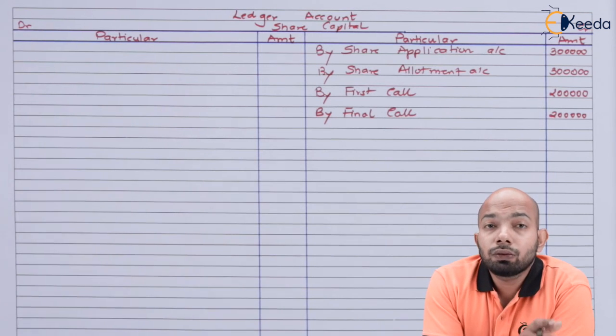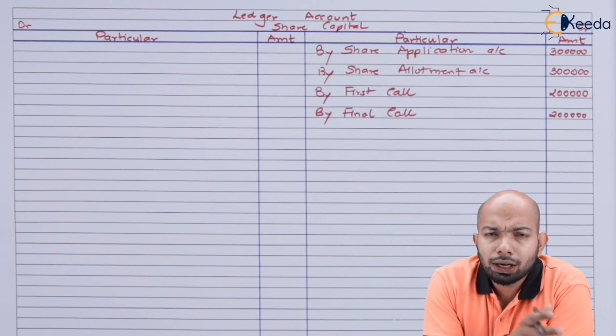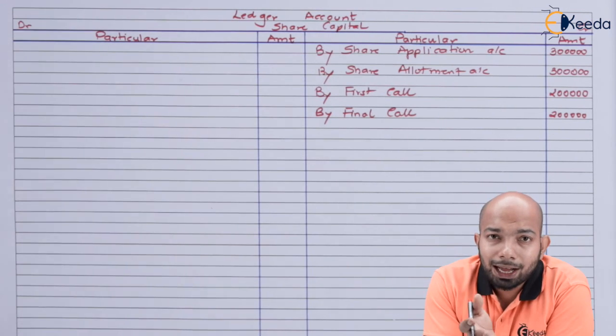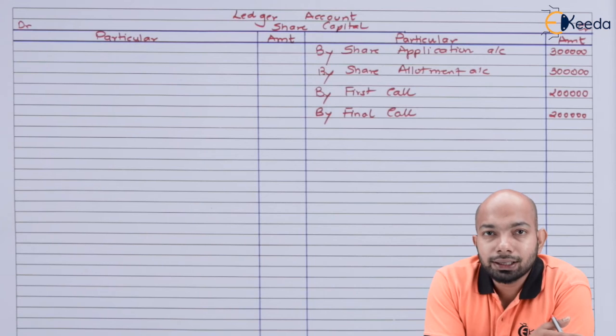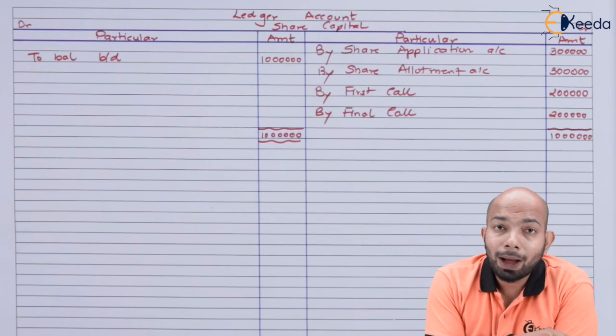That means whatever balance we have will be moved to the liability side, or rather when we talk about the balance sheet, it will be shown on the liability side. So the balance here is 10 lakh rupees. Now we'll prepare the bank account here.